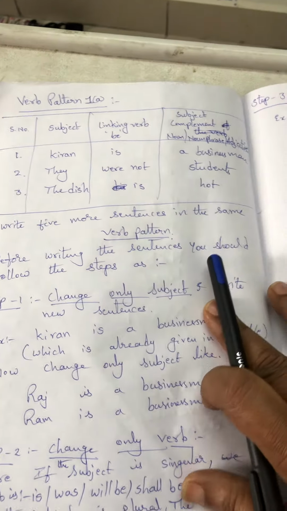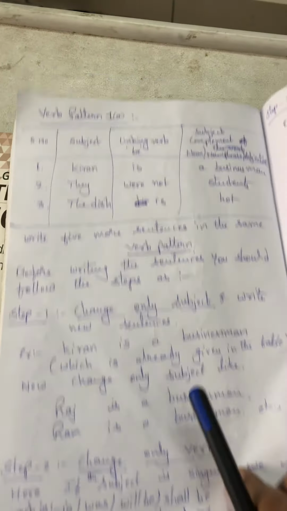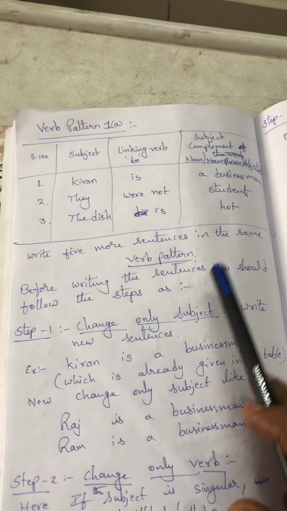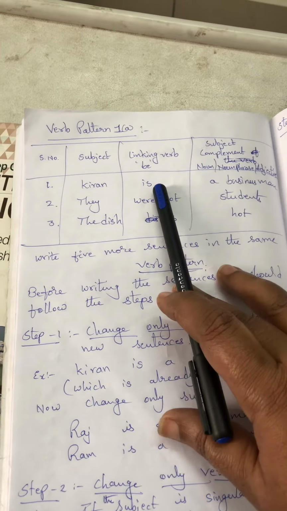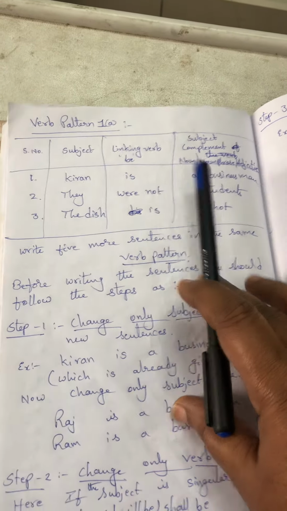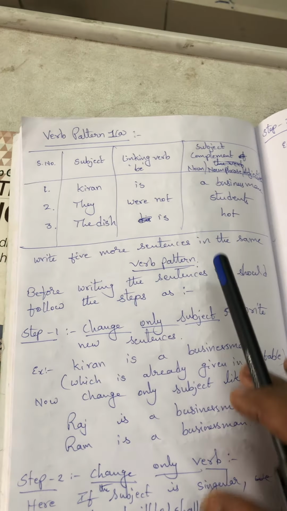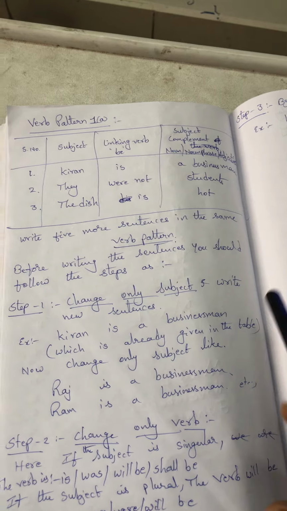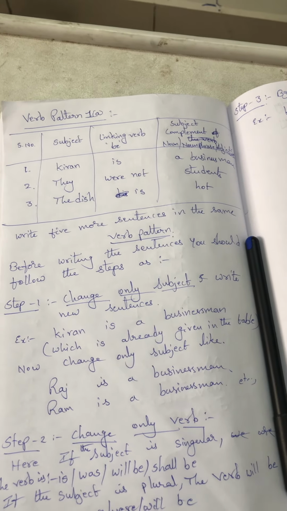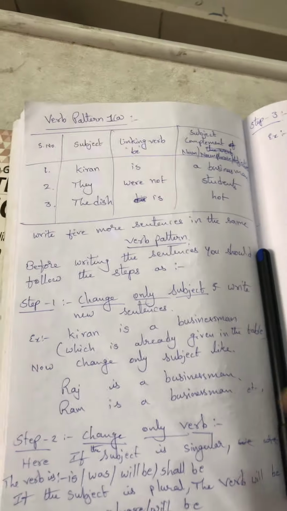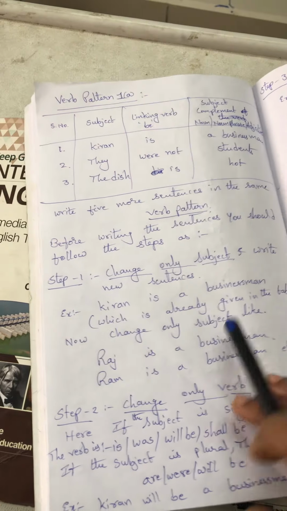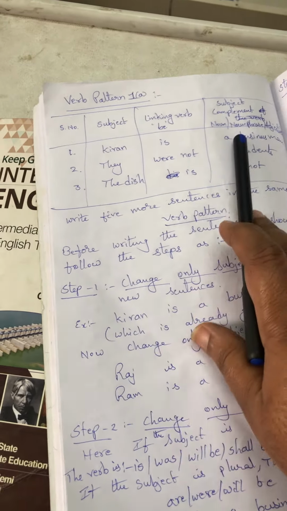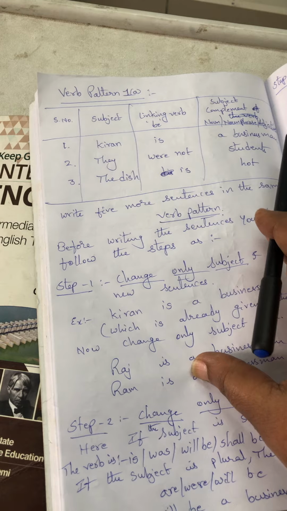Good morning, girls. Today I am going to explain the verb pattern tables. First, we have to make as many sentences as possible from the given tables which will be given to you in examinations. As per the verb pattern, you have to change and construct the sentences as per the given rules in the verb pattern.